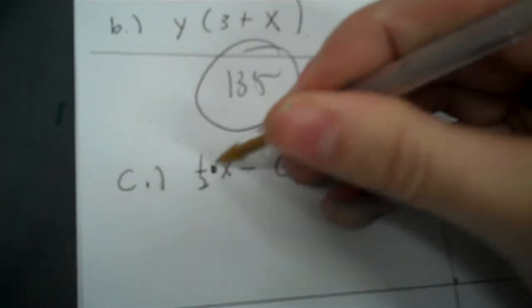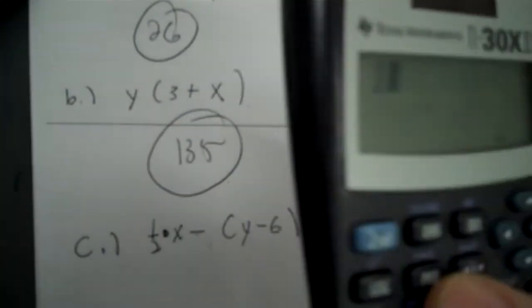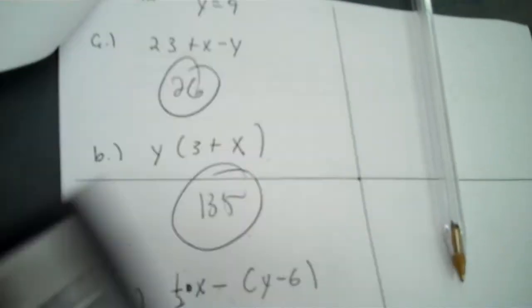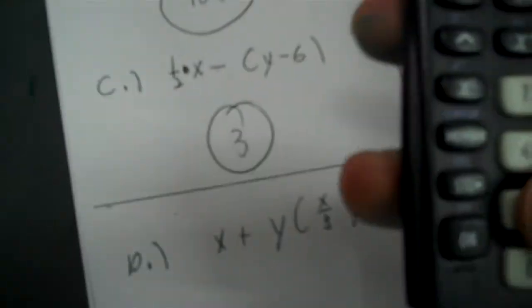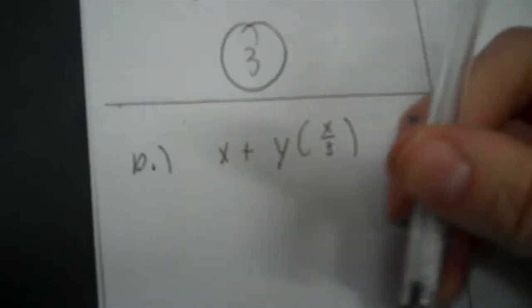Okay, 1/2 times X. Okay, so we got 1 ABC 2 times, and then X is 12. Then I hit subtract, parentheses, and then Y is 9 minus 6. 3. Okay, X is going to be 12 plus, and then Y is going to be 9, and then times, parentheses, 12 divided by 3. Okay, 48.